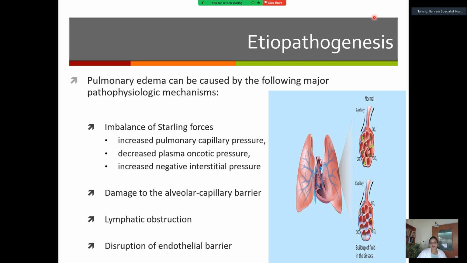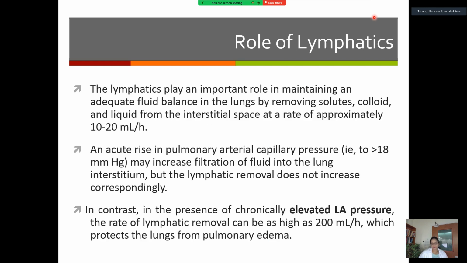Imbalance of Starling forces, where there is increased pulmonary capillary pressure, decreased plasma oncotic pressure, and increased negative interstitial pressure, damage to the alveolar capillary barrier, lymphatic obstruction, disruption of endothelial barrier.